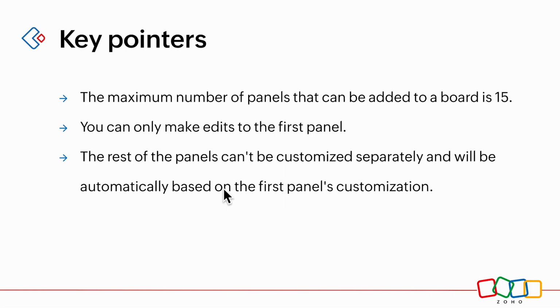The key pointers to note are, as I said in the demo, the maximum number of panels that can be added to the board is 15. You can only make edits to the first panel, and whatever changes you make to the first panel will be reflected to the other panels as well, based on how many panels you have. Let's say if you have 5 panels, you make a change for the first panel, all the 4 other panels will get the same customization.